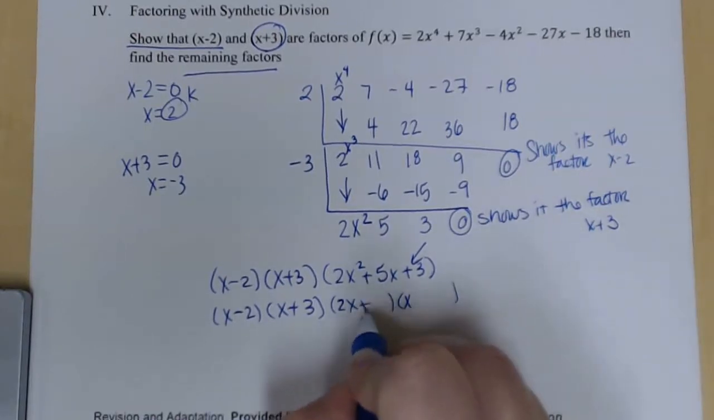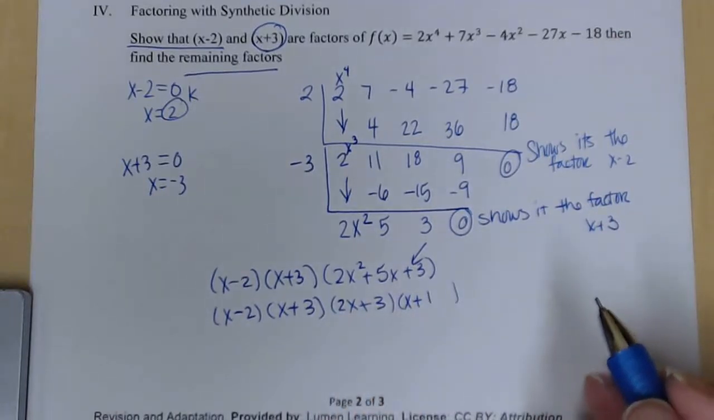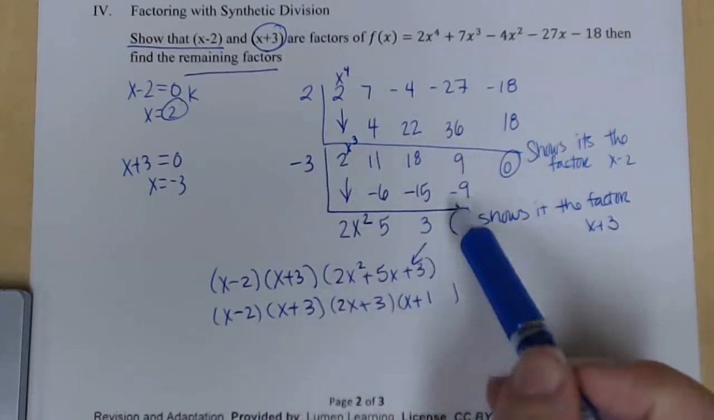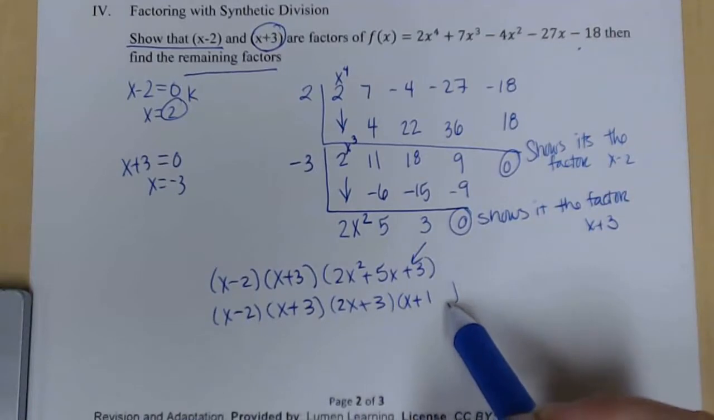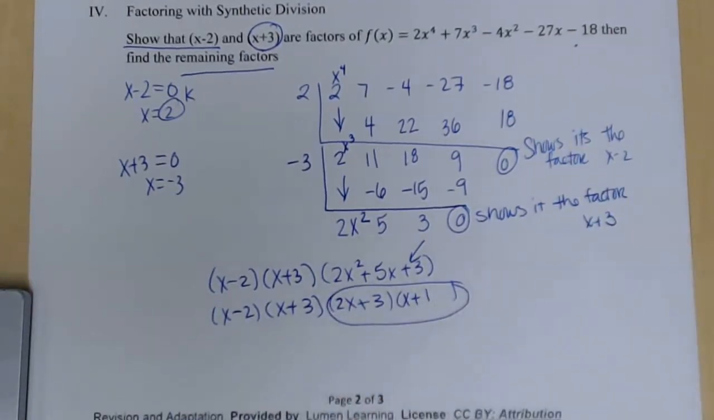The signs are both going to be positive, and I want factors that multiply to give me 3, so 3 and 1. So you can see I was able to factor a fourth degree polynomial into all of its linear factors pretty quickly. And it says find the remaining factors, so those would be my remaining factors.